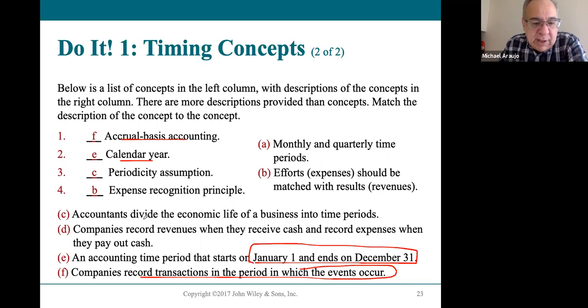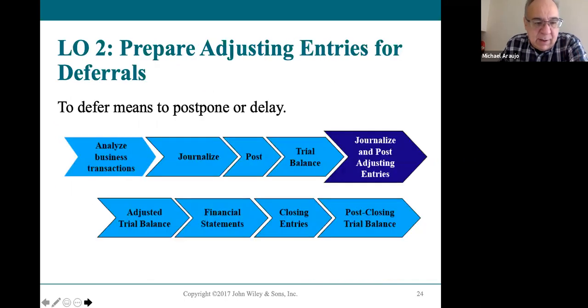Periodicity assumption is that we have to divide businesses into artificial time periods. Again, the shortest time period is a month, the longest time period is a year. How we define the year is up to the company. And expenses have to be recognized literally when they happened, okay, which usually matches the revenue. So these are some of the concepts that are there, and that's where we're going to stop today.